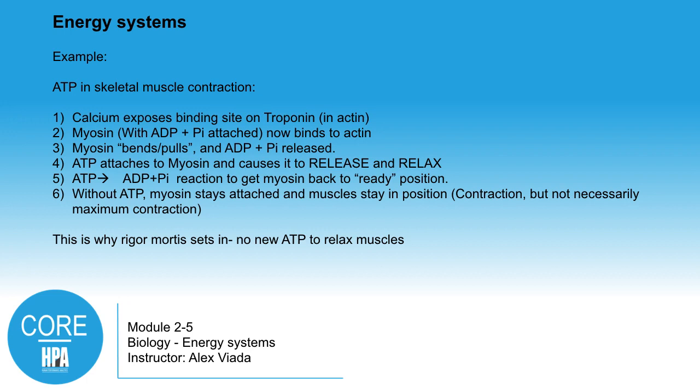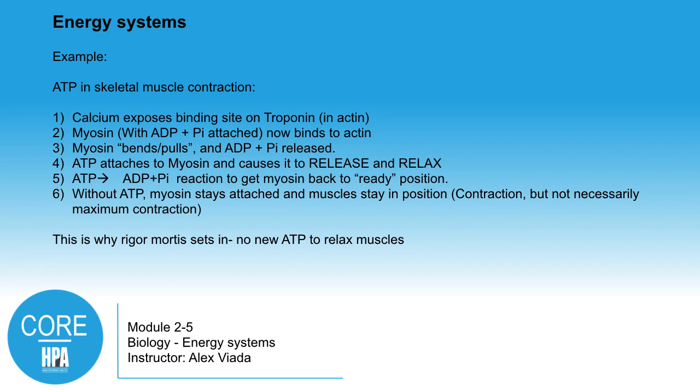As it grabs on, the myosin protein actually changes shape and pulls along it, pulling these two proteins alongside each other and actually contracting. At this point, now remember, calcium has gone in, exposes the binding site, myosin grabs on and pulls. Okay, great. What happens at this point?